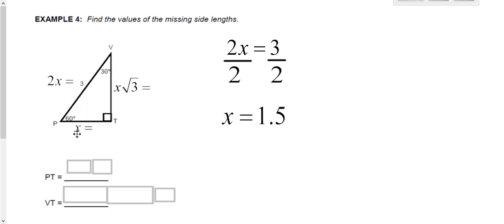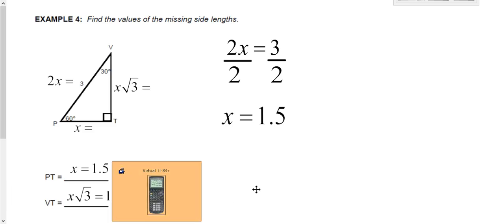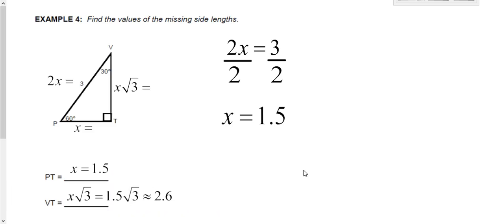So now we'll substitute that into these other 2 missing sides here. The PT side just equals x, so then we substitute that number in there. It's just 1.5. The VT side is x times the square root of 3. X is 1.5, so we'll have 1.5 times the square root of 3, which is approximately 2.6. Easy stuff.